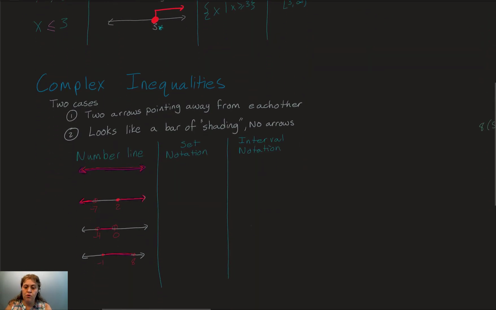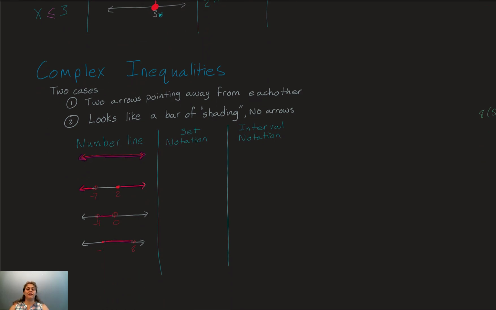Okay, so now we're going to talk about more complex inequalities. When you have a complex inequality, it's where you've got 2 different inequalities and you're putting them together. You end up with 2 different cases. Either you've got 2 arrows pointing out away from each other, or you get something that looks like a bar of shading in between 2 numbers. If you have the entire number line shaded, that's all real numbers. So set notation for all real numbers is actually that goofy R thing. Remember, it's an R with an extra backbone. You can write out all real numbers.